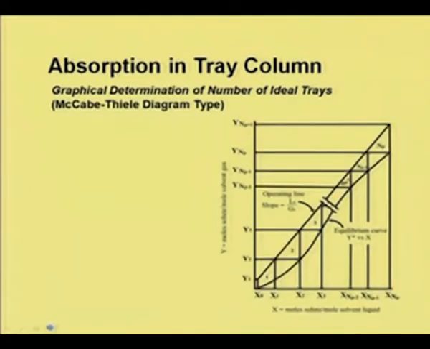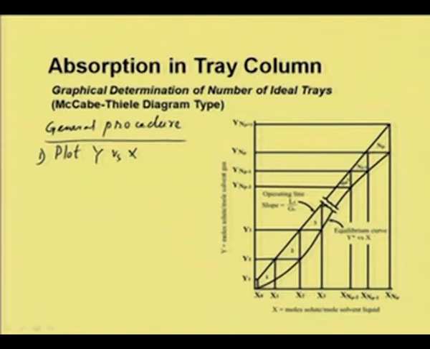To solve the McCabe-Thiele diagram for a particular system, we should have the equilibrium data of the solutes in the gas and liquid phases. The general procedure to follow for the McCabe-Thiele diagram: first we have to plot the equilibrium line, y versus capital X, and here we have to convert mole fractions to mole ratios.